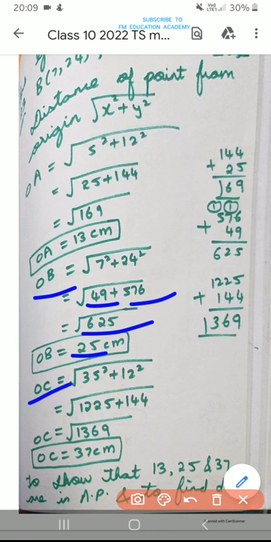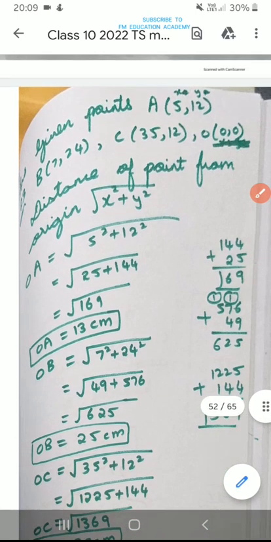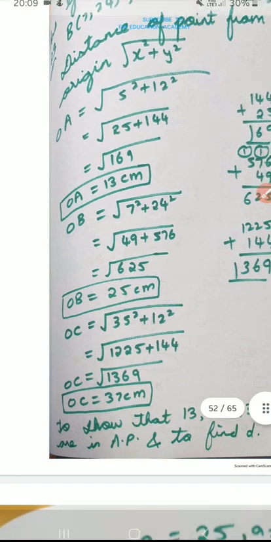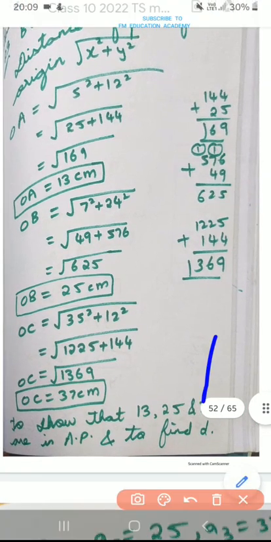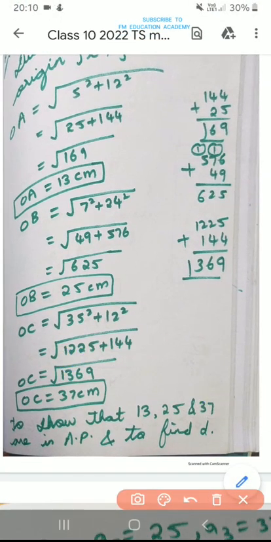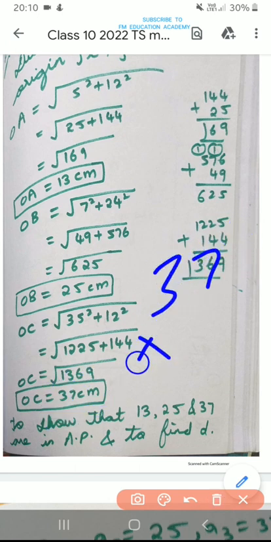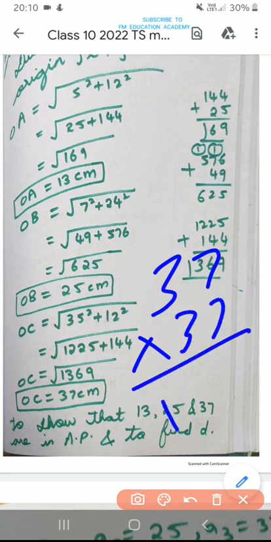Similarly, find out OC. OC is nothing but root x square plus y square. What is the point of C we had? We had C point was 35, 12, right? So this should be root 35 square plus 12 square. What is 35 square? 1225 plus 12 square is 144. If you add, you'll get 1369. So if you find out root 1369 by prime factorization, you'll get the answer as 37. Or if you multiply 37 into 37 also, you'll find out that the value of 37 into 37 is 1369.